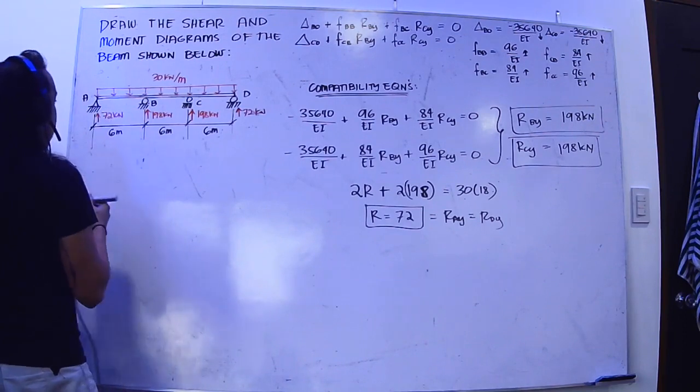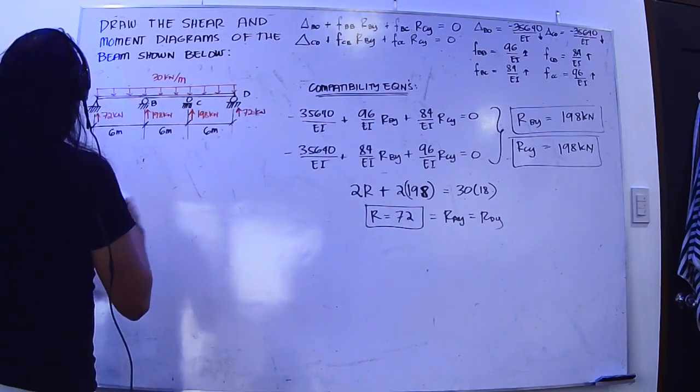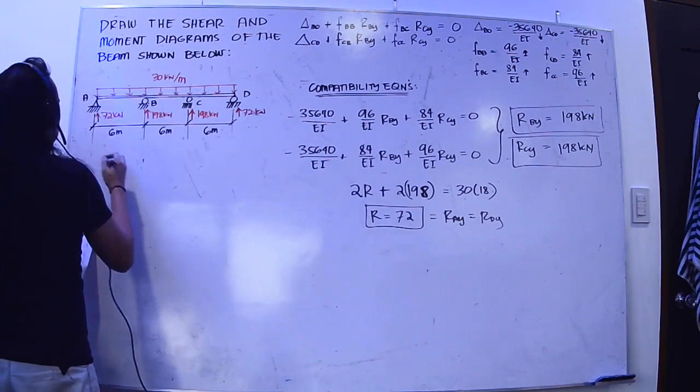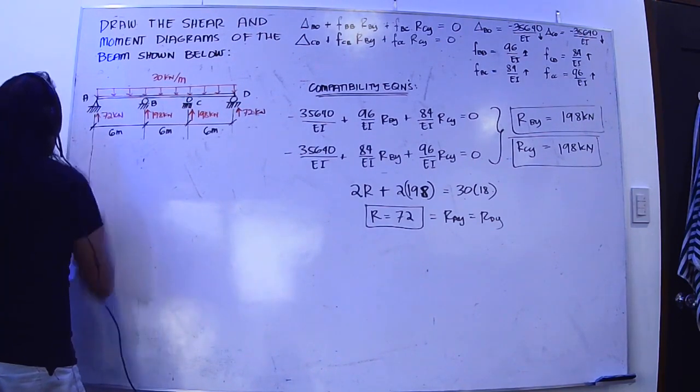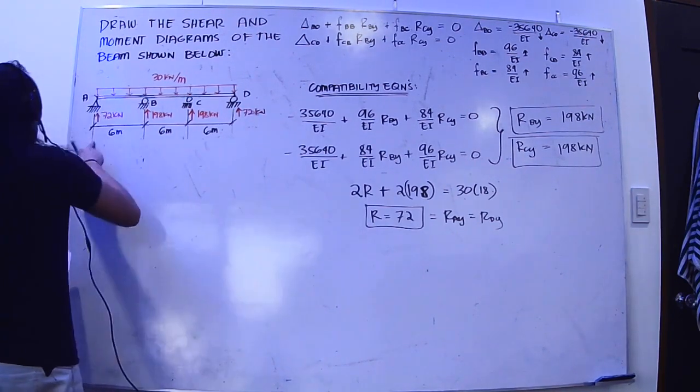72 kilonewtons. Now let's draw the shear diagram. It will just look like this.